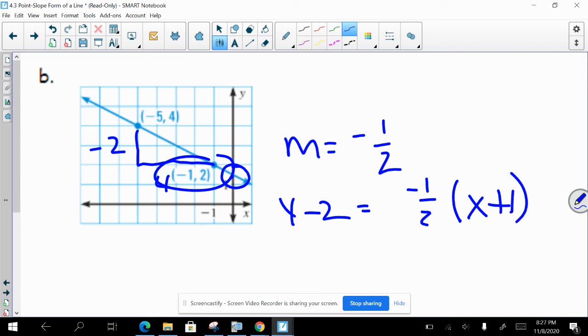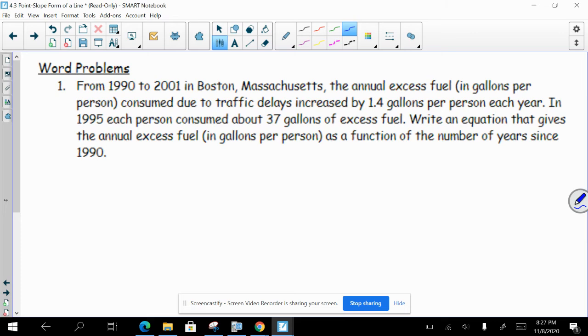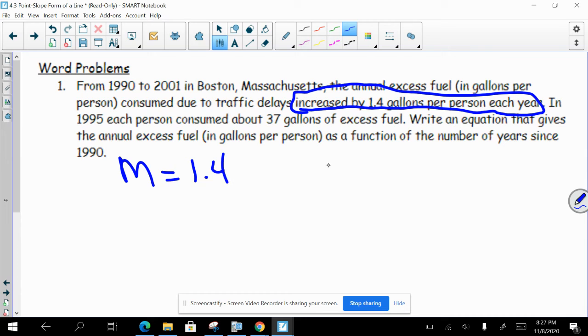right? And let's do another word problem, because I know word problems were tricky on our last assignment. So it says from 1990 to 2001 in Boston, Massachusetts, the annual excess fuel in gallons per person consumed due to traffic delays increased by 1.4 gallons per person each year. That would mean that this number represents the slope of the problem. So m is 1.4 gallons per person per year.